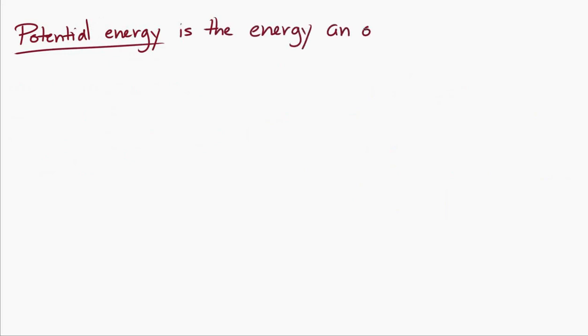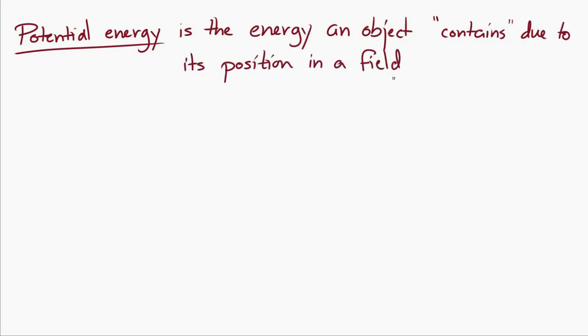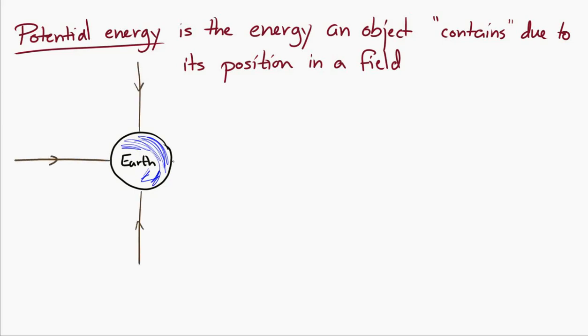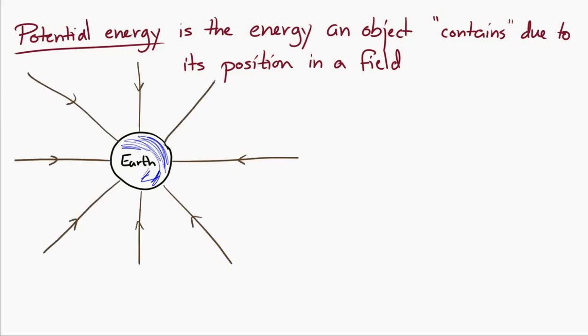Now, let's talk about potential energy. We've seen potential energy before, but in the context of fields, we can think about potential energy as the energy that an object contains. That's a little fuzzy, but it's the energy that an object contains or that's in a situation caused by the position of an object in a field. So I'm going to show you an example.